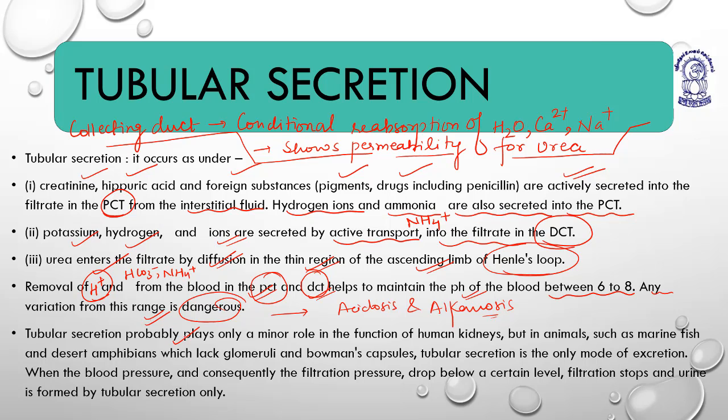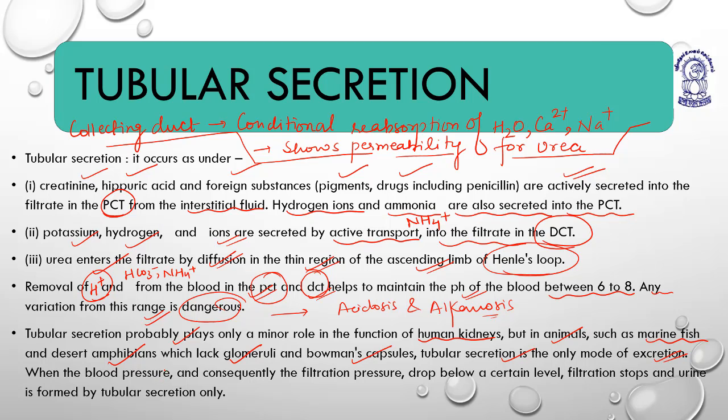Tubular secretion probably plays only a minor role in the function of human kidneys. It is said to be minor, but actually it is very, very important. But in animals such as marine fish and desert amphibians, which lack glomeruli and Bowman's capsule, tubular secretion is the only mode of excretion. Very important. So those which do not have Bowman's capsule and glomeruli depend on tubular secretion as their mode of excretion.